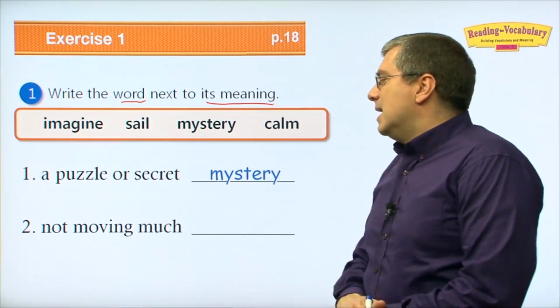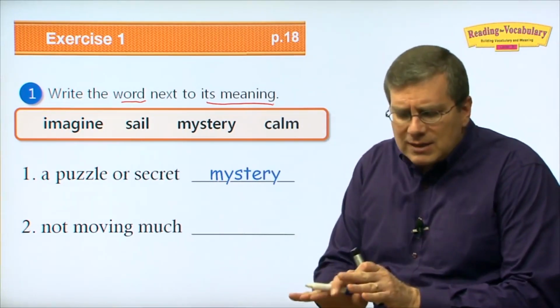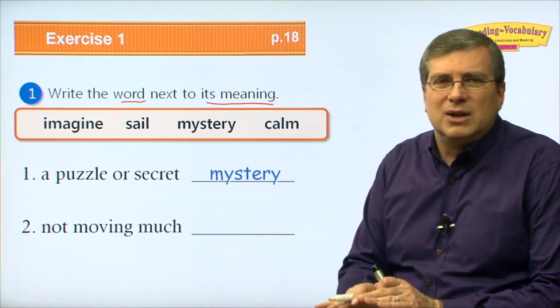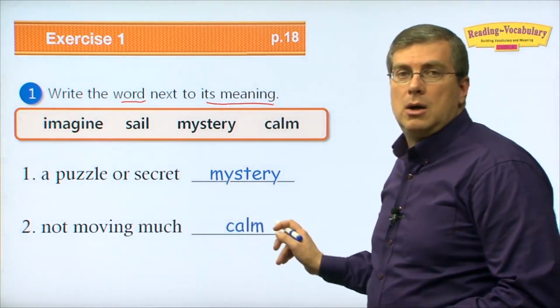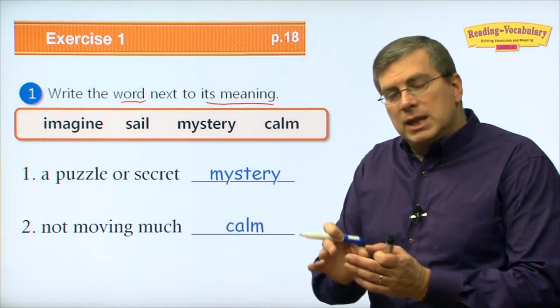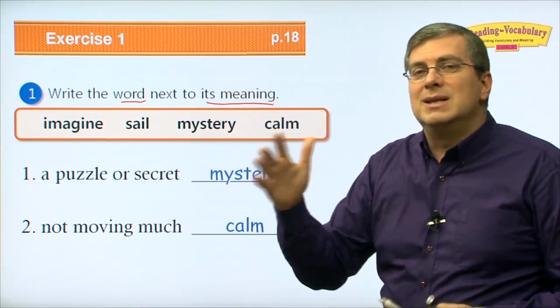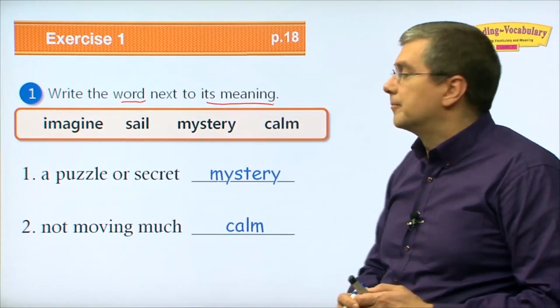Number 2, not moving much. Something that doesn't move much, right? It kind of stays in the same place. Maybe moves a little bit, but not much. It is what? Calm. So a leaf on the water or the wind in the air. It's not very windy. It's very calm. Okay? That's another way to use calm.